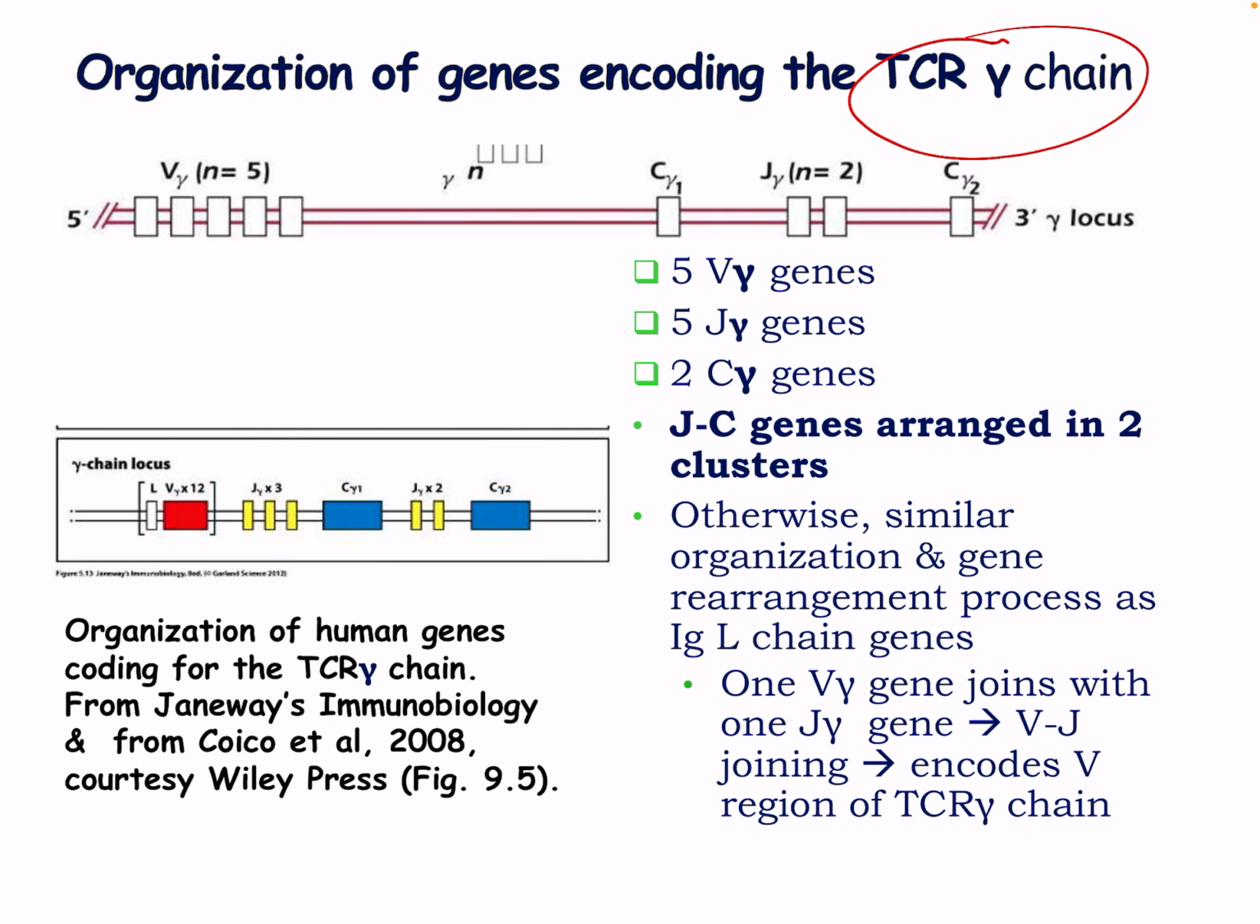So gamma chain. There are 5V gamma, 5J gamma, and 2C gamma. The JC genes are arranged in two clusters, similar to the other one, otherwise similar in organization and rearrangement to the immunoglobulin light chain genes. One variable gamma gene joins with the J gamma gene, the VJ joining then happens, and this encodes the variable region of the T cell receptor gamma chain. So that's the gamma chain locus.